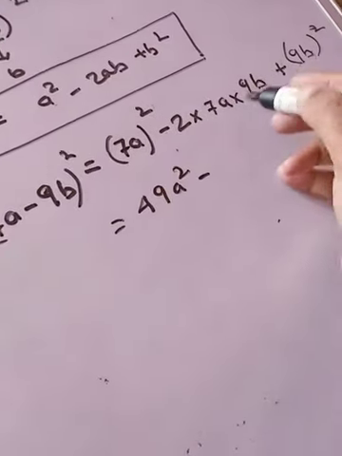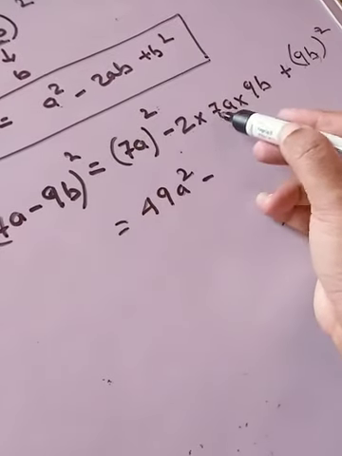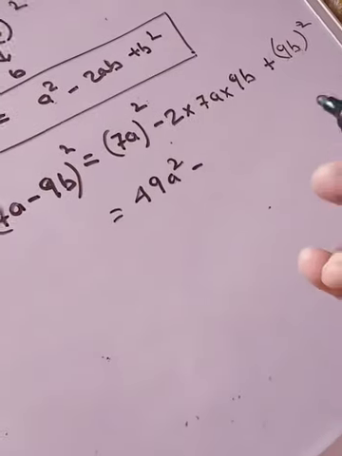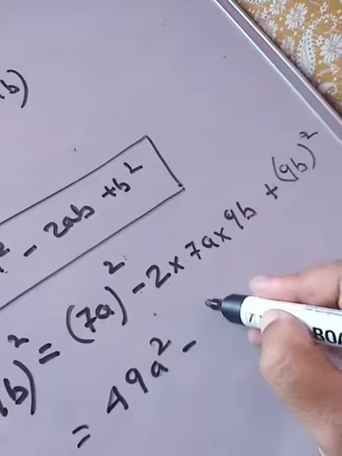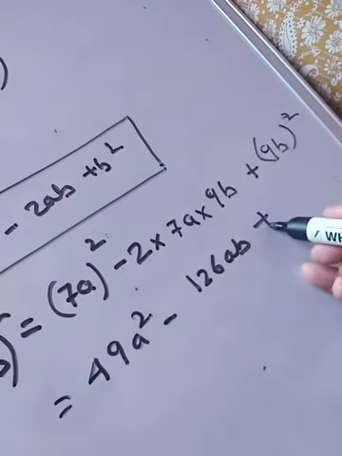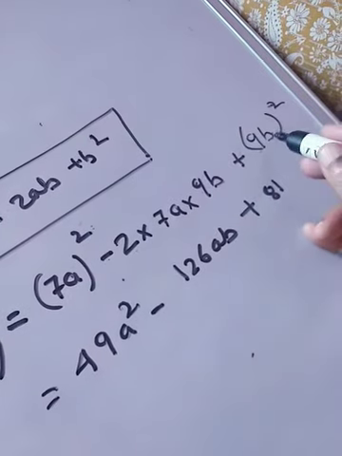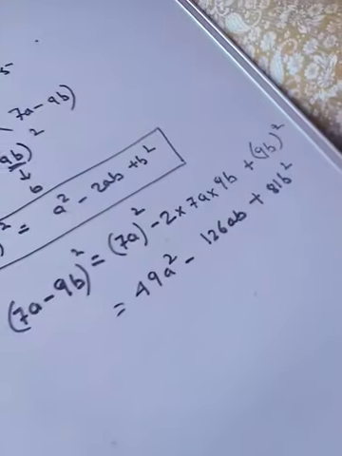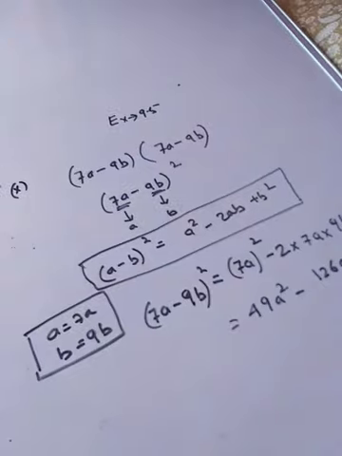Now we'll multiply all the numbers first. 2 sevens are 14 and 14 nines are 126 ab. A into b is ab. 9 nines are 81. B into b is b square. So this is the final answer of sum number 10.